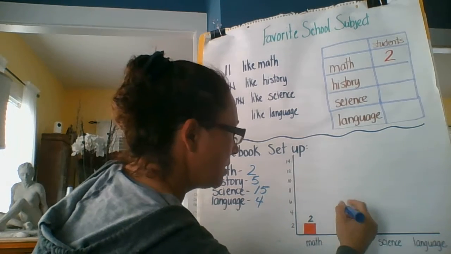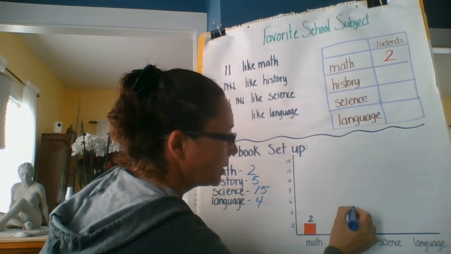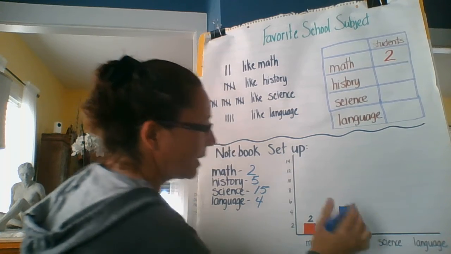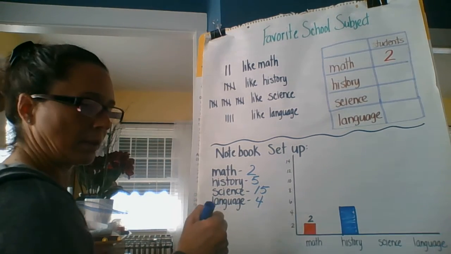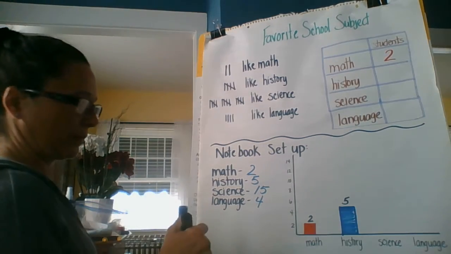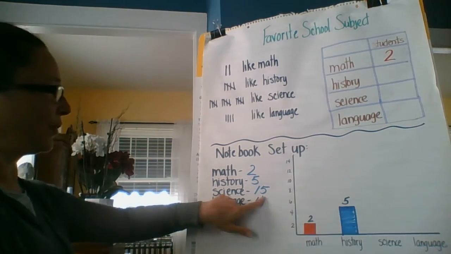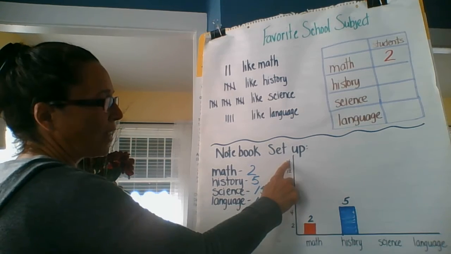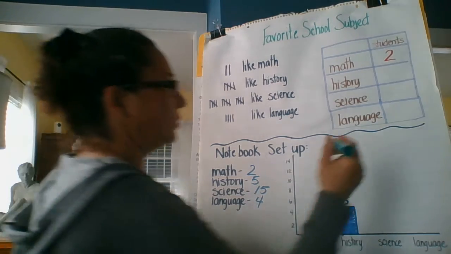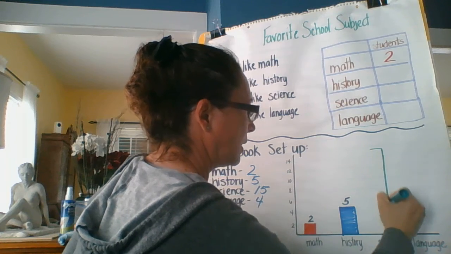So I go over to history and I make another rectangle and I color it in. And I make sure it's between the 4 and the 6. And I label it 5. Okay? Then I go to the next one, which is science. 15 liked science. So I notice my graph goes up to 14, so this line here, right above here, would be 15. So I'm going to draw my line like this. And bring it down.